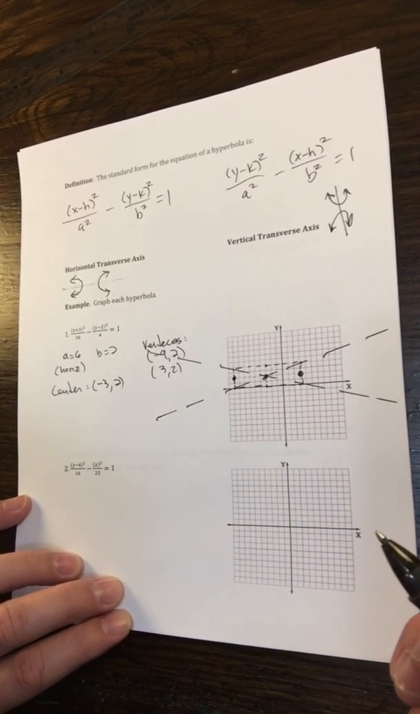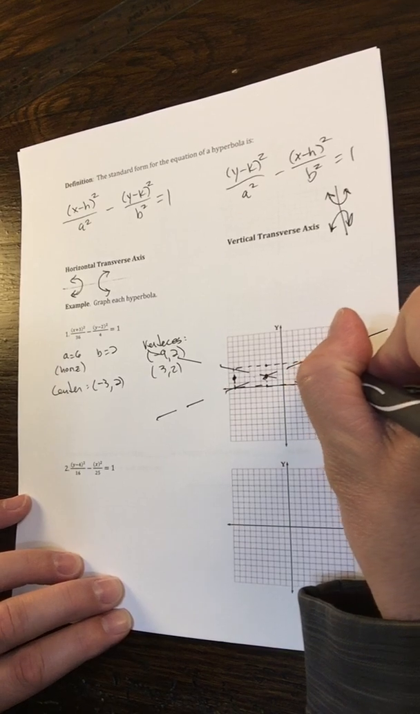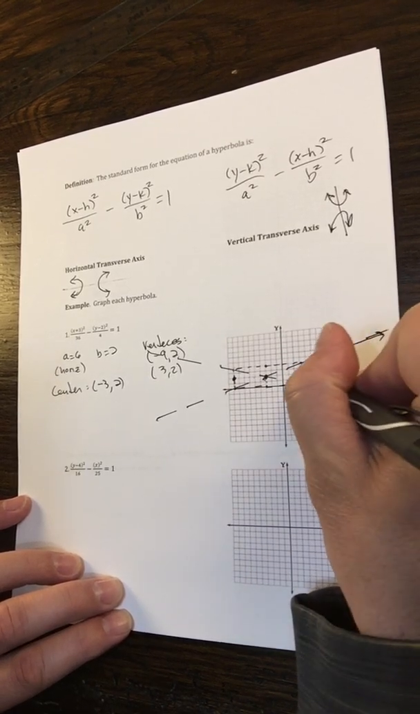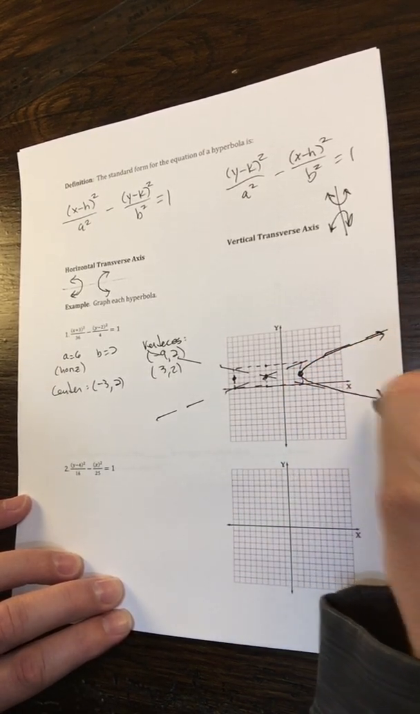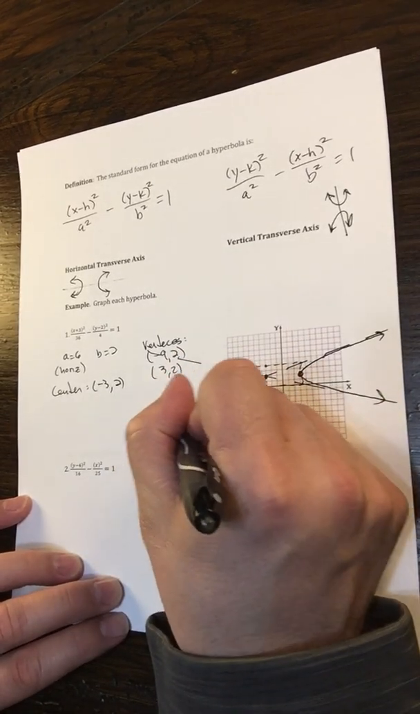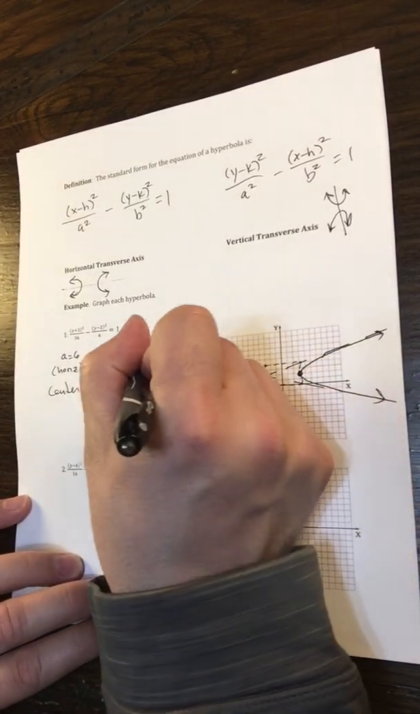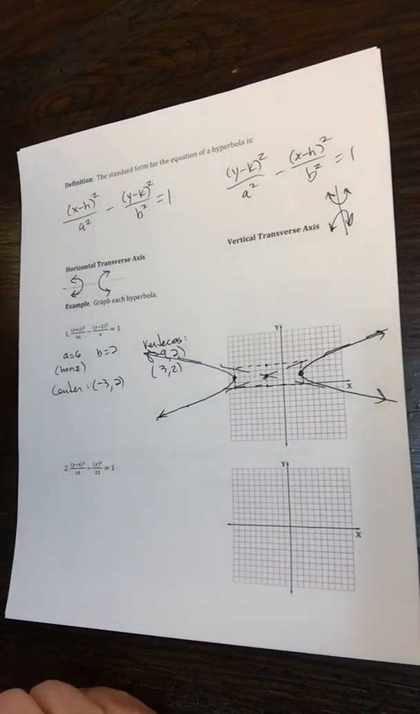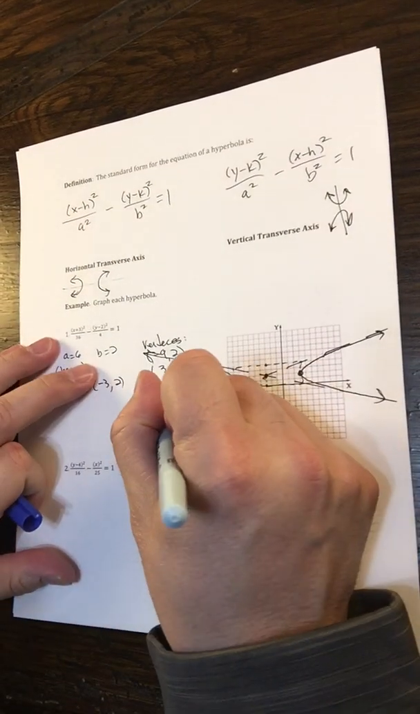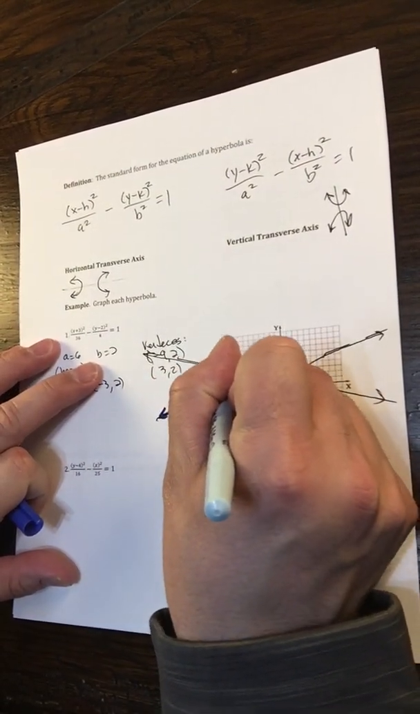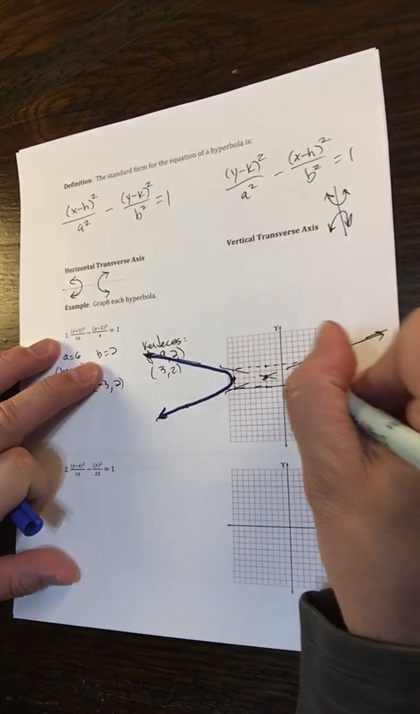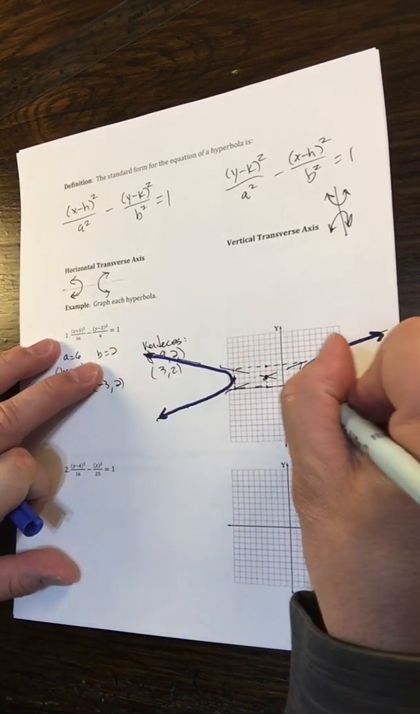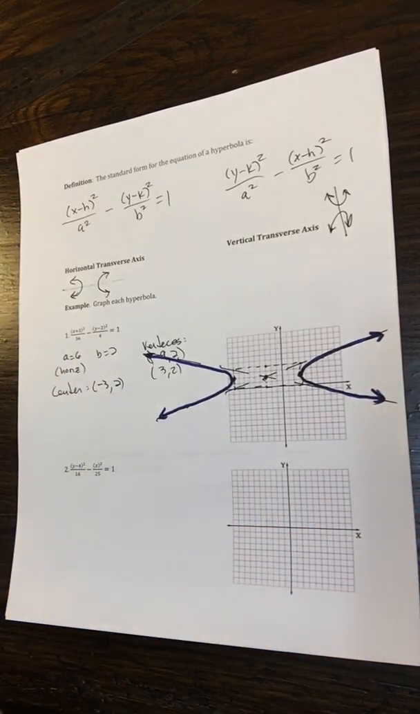Here's how you draw your hyperbola. You make it go towards the dashed lines as if they were asymptotes. That's how you graph a hyperbola. Hope that makes sense to you. Now I'm going to get a marker. I'm going to blue this up for you guys so that you can see this is the actual hyperbola. Cool?